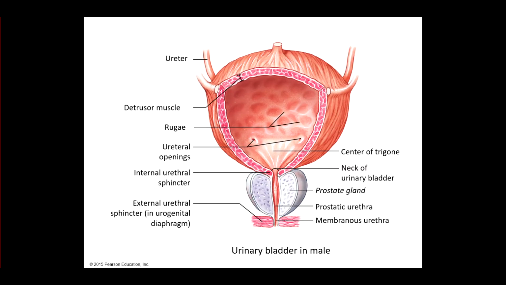Okay, so this tube here, this is going to be the tube. This happens to be a male because there's a prostate gland here, but in a female it would be the same thing. This tube right here is going to bring the urine out of the bladder. So that's going to be at the apex over here. Okay, so this whole middle area is the trigone. Here's the ureteral openings right there at the two corners here, and then the urine is going to be drained down this way.